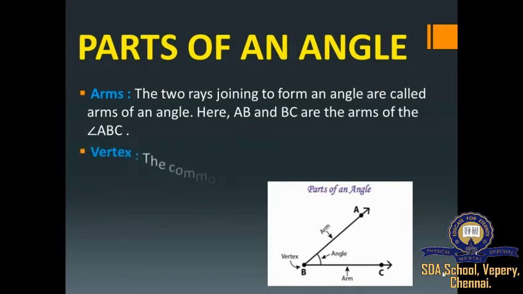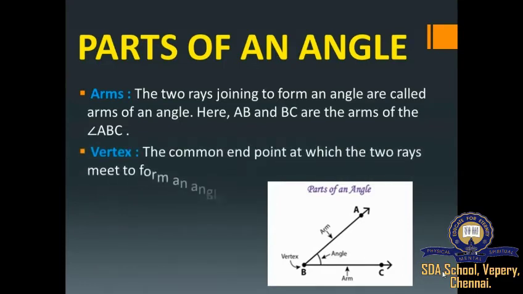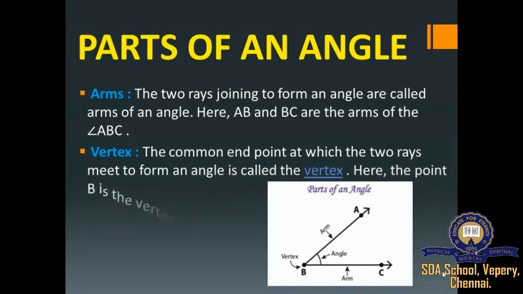Now let's move to what the vertex is. The common endpoint at which two rays meet to form an angle is called the vertex. Over here, the point B is the vertex of angle ABC. Could you understand, students? So the two rays joining to form an angle are called the arms, and the common endpoint at which the two rays meet is called the vertex.